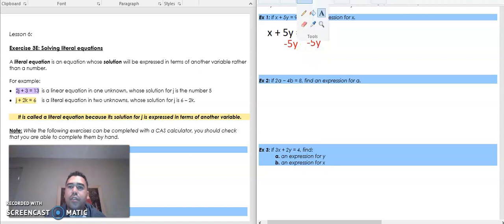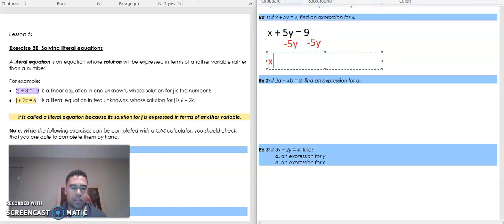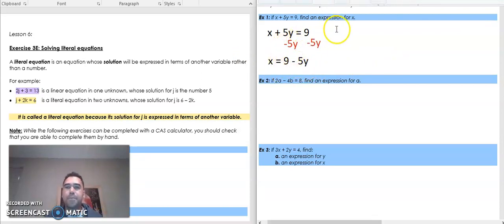And then what we're left with on the right hand side is just x is equal to 9 minus 5y. And that 9 minus 5y came from here, 9 minus 5y. So we got rid of this and put a 9 minus 5y. This is what x is equal to now. So that right there is our final solution.